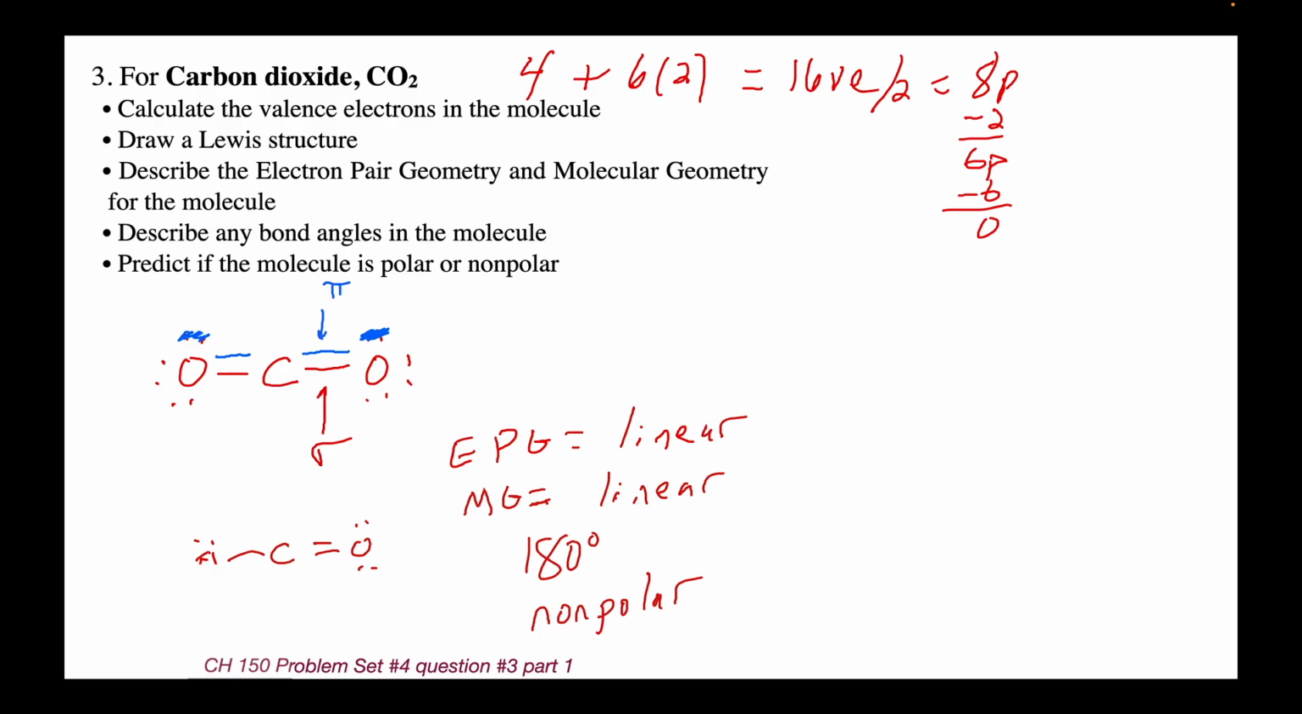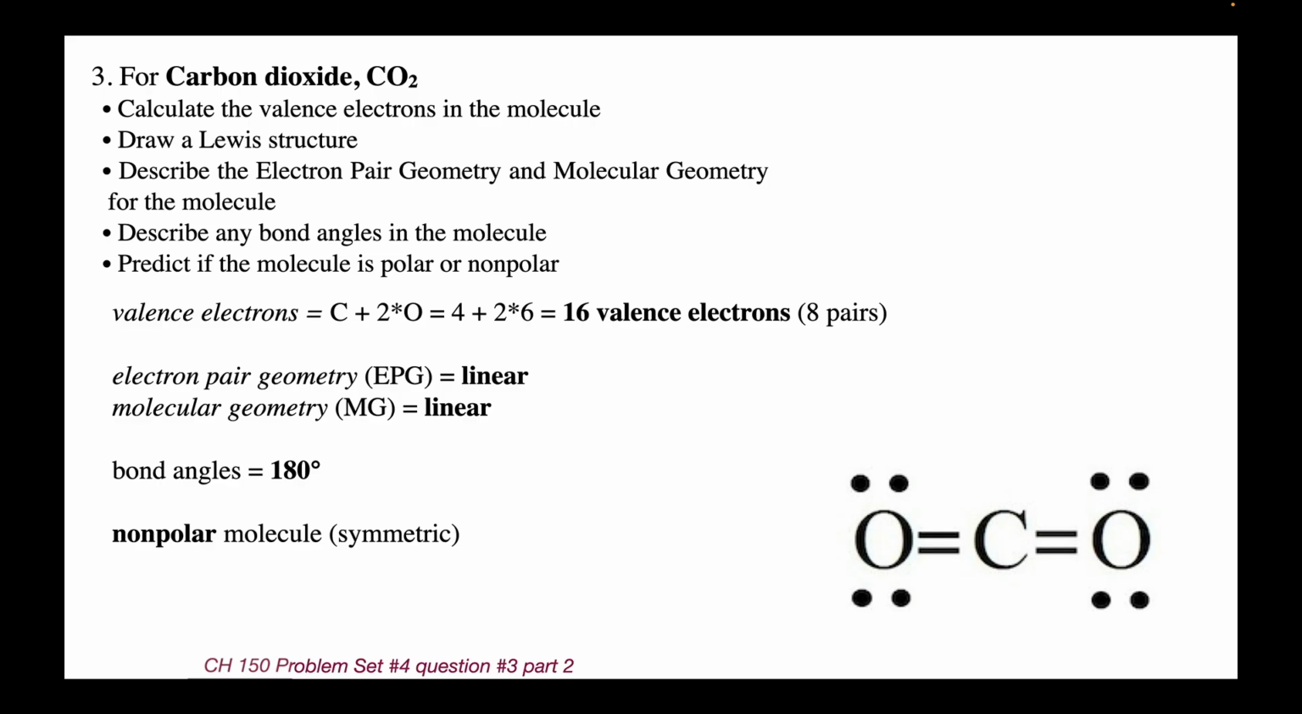Now, again, all my drawings are just horrible, so I apologize. Here's some better drawings and work done. You can see that the carbon in the middle has a double bond to O on both the left and the right. This is what gives it the linear electron pair geometry and molecular geometry. Bond angles are 180, and it is nonpolar. It's a symmetric molecule. The oxygens are as far apart from each other as they can be.